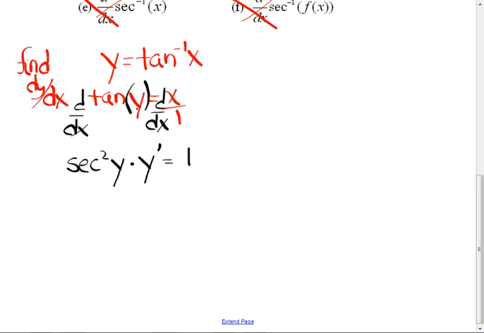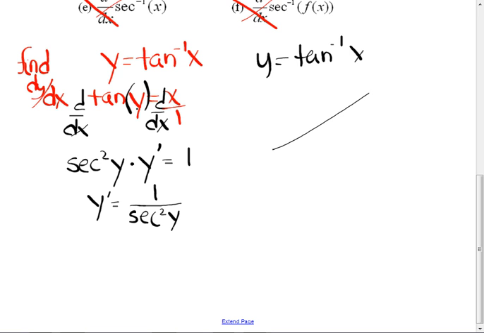It's what it is. You have to memorize these. There are some things you have to memorize, and the theorems. So what's y prime equal to? 1 divided by secant squared of y. But I don't know what y was. Well, y is equal to inverse tangent of x, right?